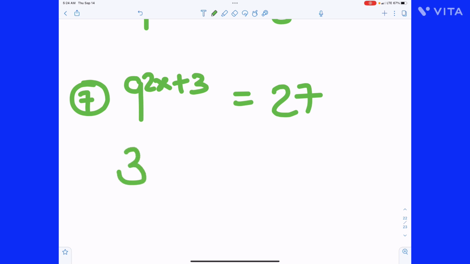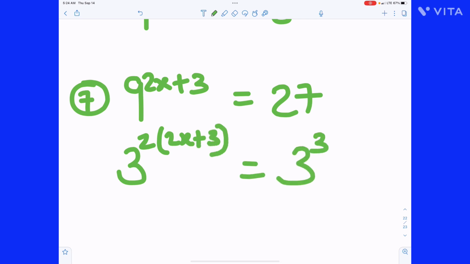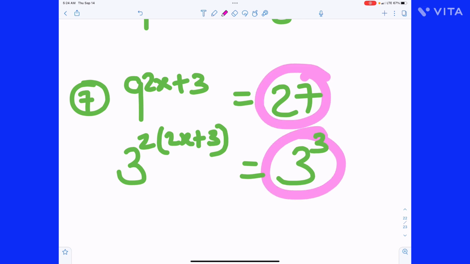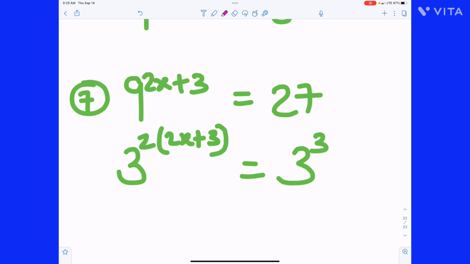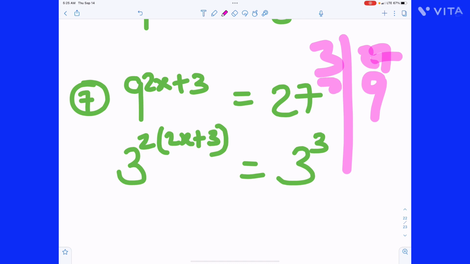So change 9 to 3 squared and put the 2x plus 3 in bracket. Then change 27 to 3 cubed. I hope you understand how I changed 27 to 3 raised to power 3. 27 is 3 times 3, 9. 9 times 3, 27. You can break it down yourself. 27 divided by 3 is 9, 9 divided by 3 is 3, 3 divided by 3 is 1.